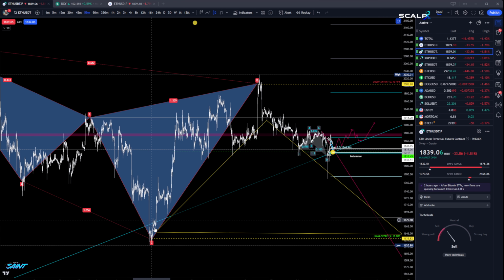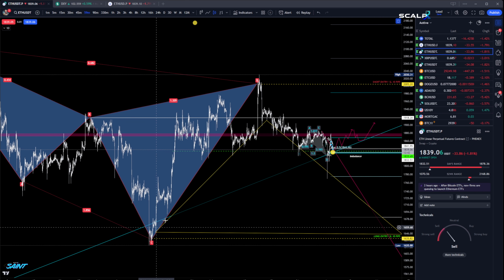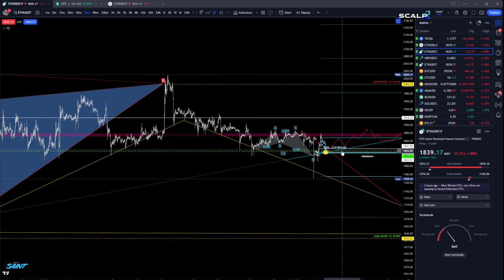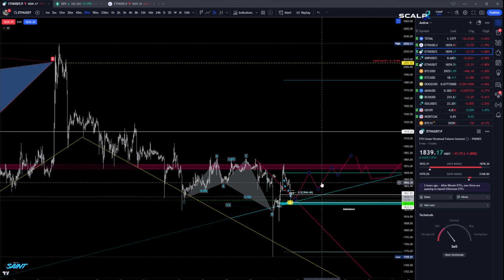Right, so pump down, push up, pump down, push up. Same shit. So that's essentially what we're going to be looking for. Reaction on that. Let's get rid of this.